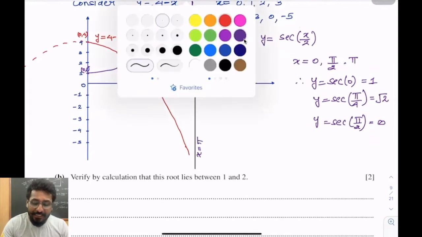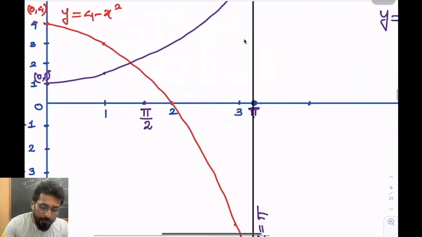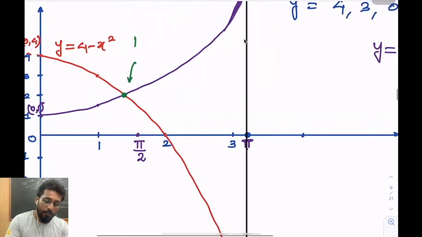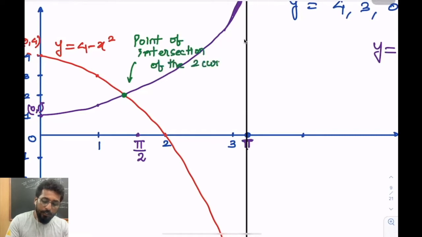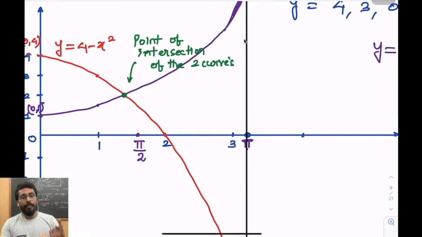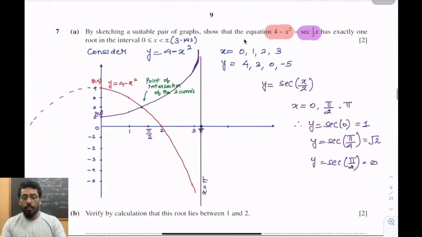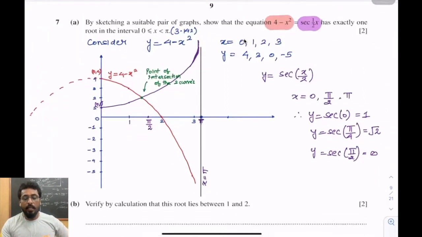intersecting at exactly one point, isn't it? See, this is that point, isn't it? This is the point of intersection of the two curves. And how many points of intersection have you got? Only 1 point. That means by drawing the two graphs, I can clearly understand that the two graphs are intersecting each other at exactly 1 point.